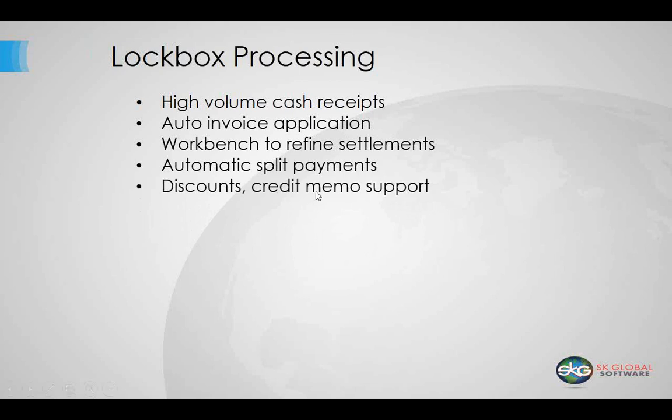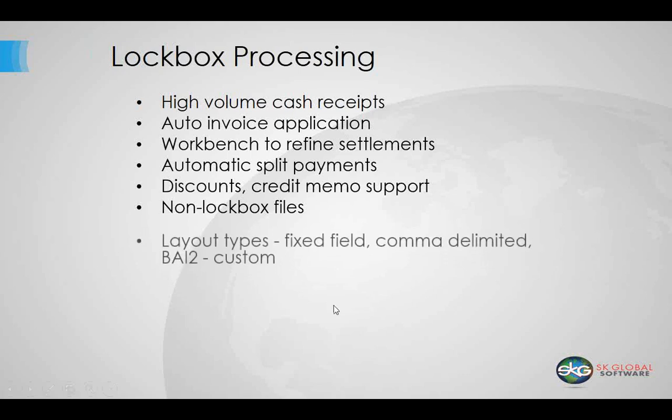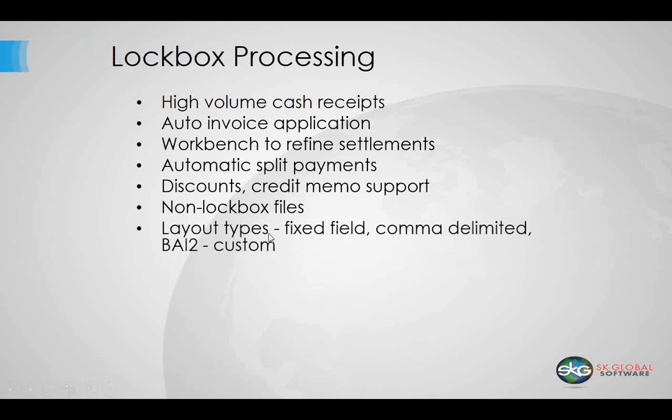Handles discounts automatically and credit memos. It'll do the payment application against an existing credit memo. It handles, as I said, if you don't have a traditional lockbox, you can feed it with a simple CSV file that has a few pieces of information. The fixed field and comma delimited are available in terms of the layout types, and the BAI2 is a bank standard. We have support for, I think, Citi and Wells, but you can custom tweak it if your bank's BAI2 file is slightly different.